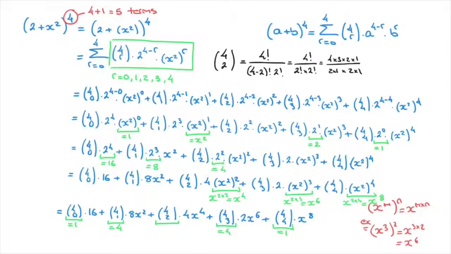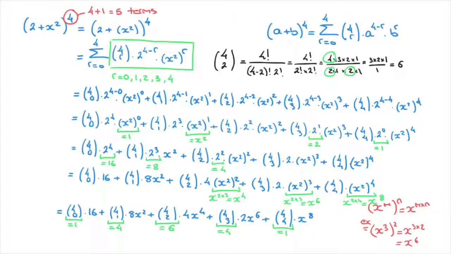Now, looking at this, we can see that this 4 on the numerator will cancel out with the 2 times 2 on the denominator, and that leaves us with 3 times 2 times 1 over 1, and we can see that that equals 6. So we can go ahead and state that that middle binomial coefficient equals 6.